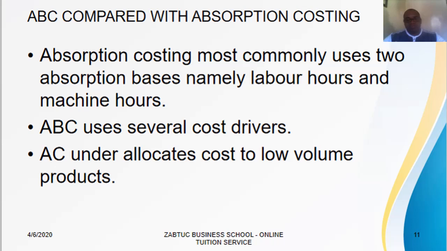So how does ABC compare to absorption costing? Well, absorption costing mainly uses two bases for absorbing costs, labor hours or machine hours. ABC uses several cost drivers to reflect the complexity of the modern business environment, but also the complexity of the products that we produce. And there's an argument that the absorption costing system tends to underallocate cost to low volume products. So low volume products are normally allocated the lower cost. High volume products, sometimes though basic and less complicated, tend to be allocated more costs. So absorption costing is volume based, and we're saying that's wrong. We must look at the product complexity and charge overheads based on how complicated, how much of activities a particular product does consume.